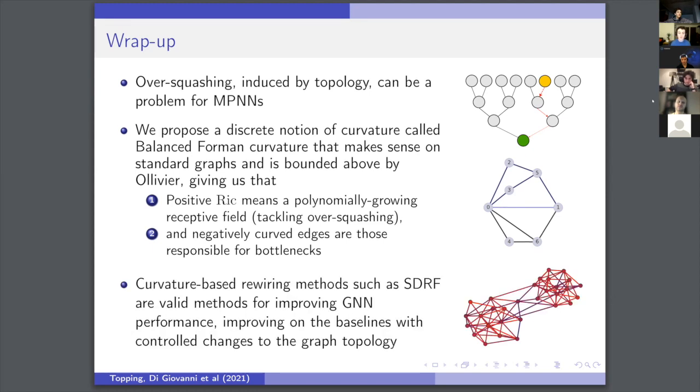And then finally, the curvature-based rewiring methods, such as our initial proposal, SDRF, have a place in the literature and a place in your toolbox for trying to improve GNN learning on certain tasks, which improves on the baselines with these controlled changes to the topology.